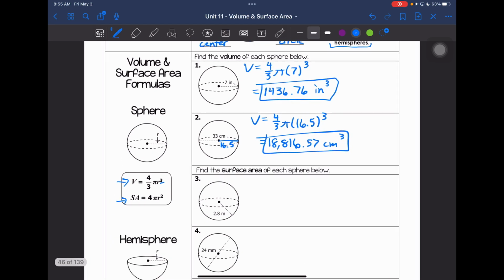Next, let's do some examples of surface area. The formula for surface area is also pretty straightforward. It's just that 4 pi r squared. So on number 3, our radius is 2.8, and then we square that. So you just type that into the calculator, and then that gives you the surface area of the sphere, 98.52 meters squared.